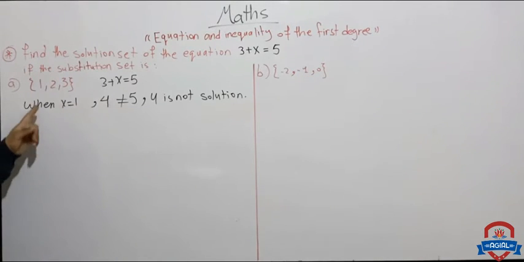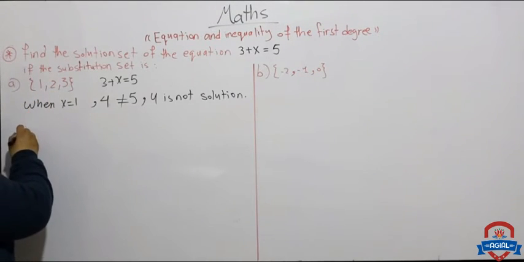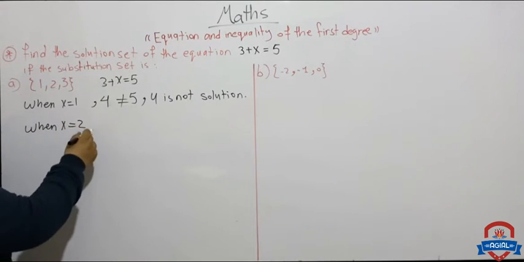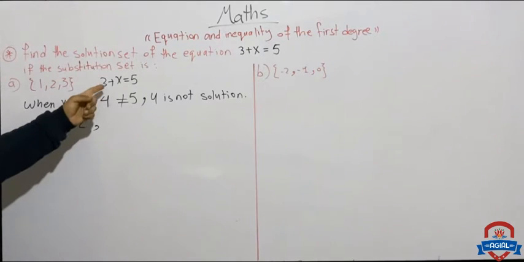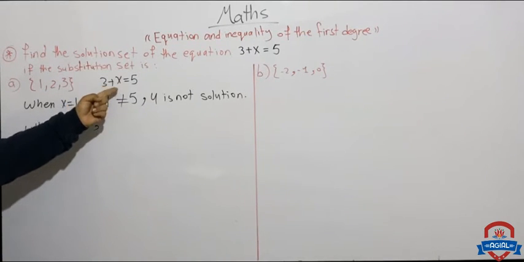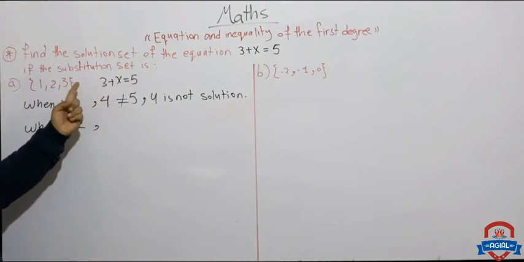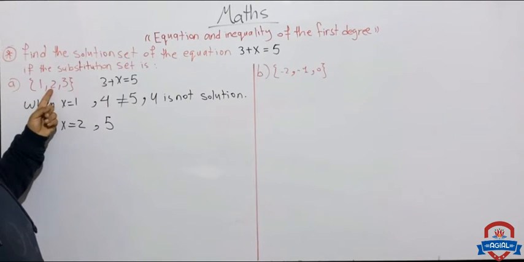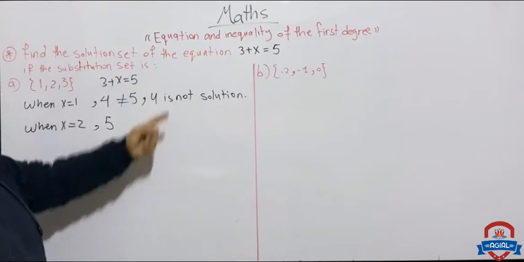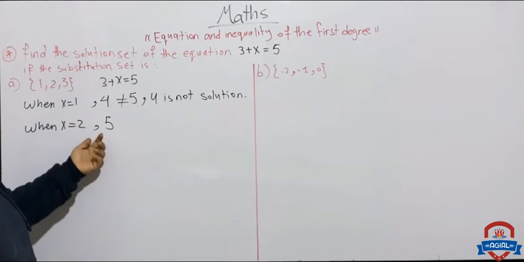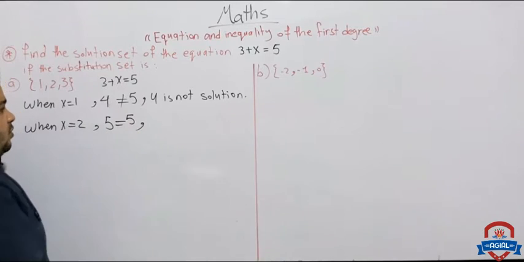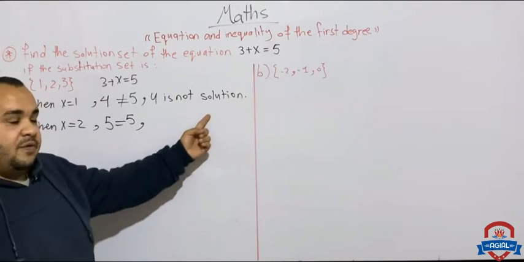By the same way, when x equals 2, the left hand side equals 3 plus x, and x equals 2. 3 plus 2 equals 5. So, do you think the number 2 is a solution of the equation? Of course, yes, because the left hand side is equal to the right hand side. So the number 2 is a solution of the equation.